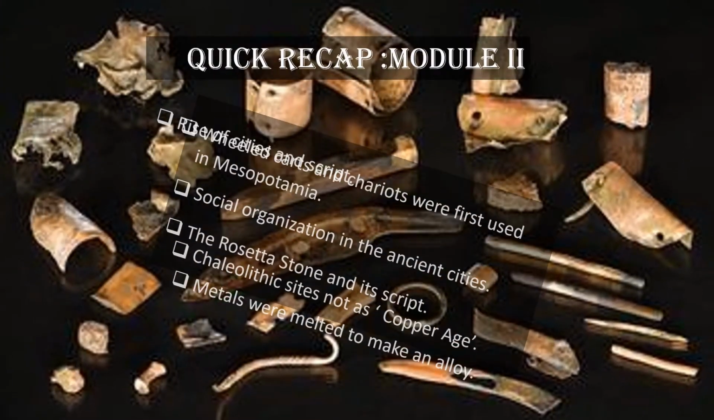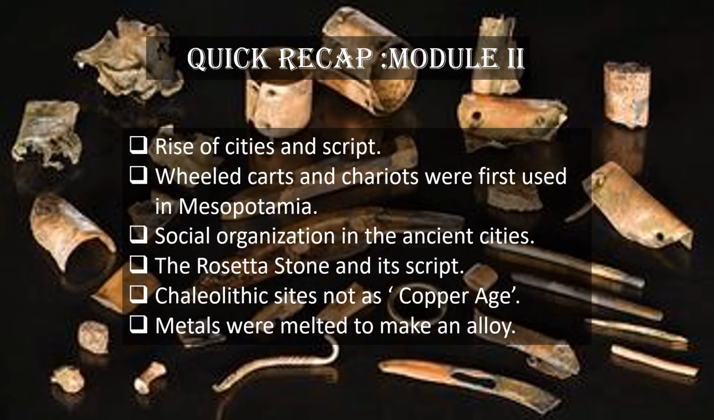Let's do the quick recap of our module 2. So in this module, we learned about the rise of cities and script, wheels, carts and chariots first used in Mesopotamia, social organization in the ancient cities, the Rosetta Stone and its script, Chalcolithic sites not as Copper Age, and metals were melted to make an alloy.